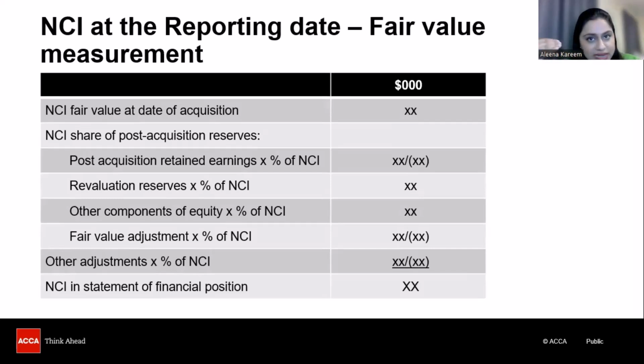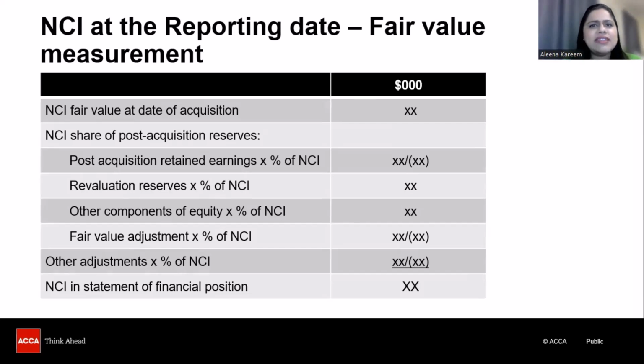So the post-acquisition adjustments that we need to do, they are the share of post-acquisition reserves in the equity. So first of all, it is the post-acquisition retained earnings. Everything, remember, you have to multiply it with the percentage of NCI, because for the group, we make separate pools of retained earnings, revaluation reserve, fair value adjustment, share capital, share premium.